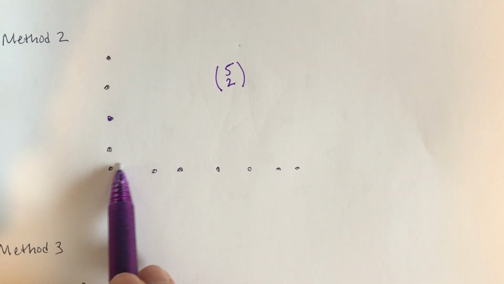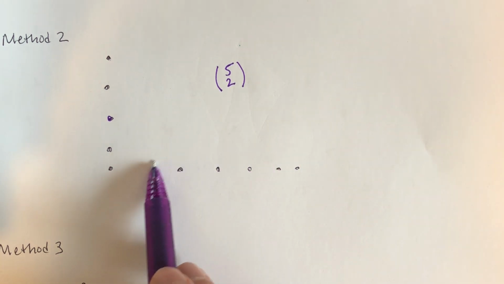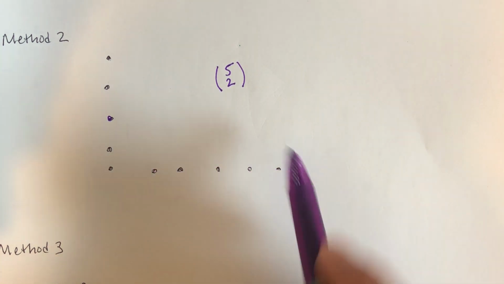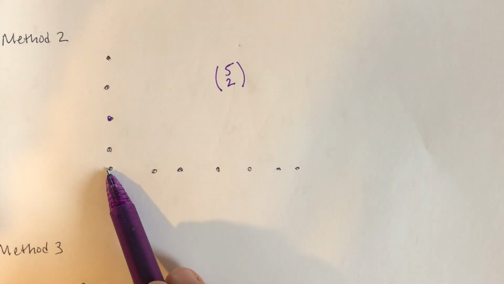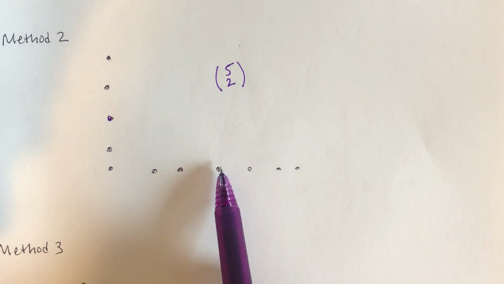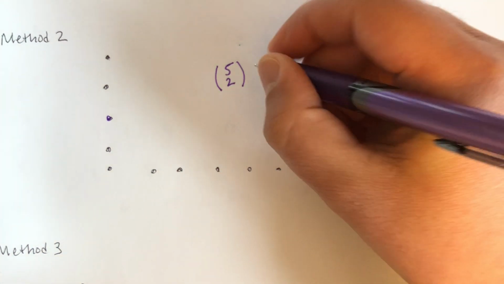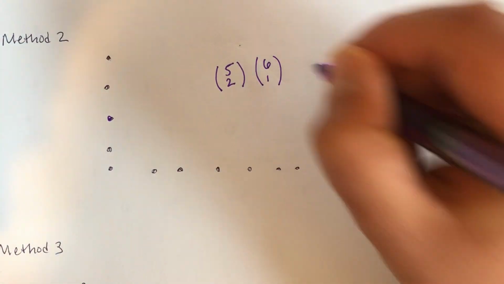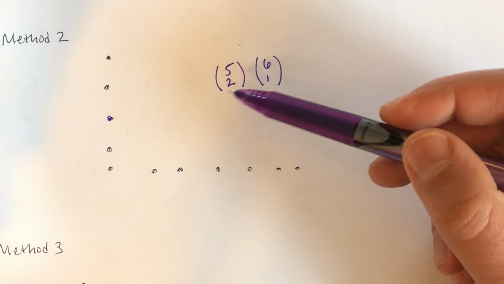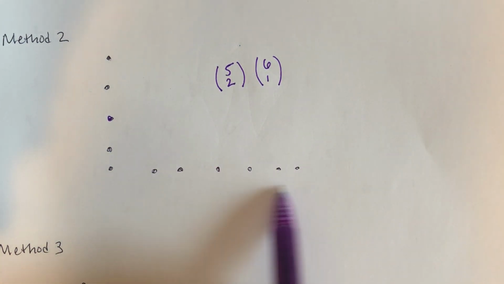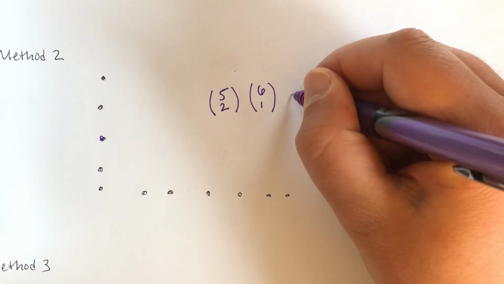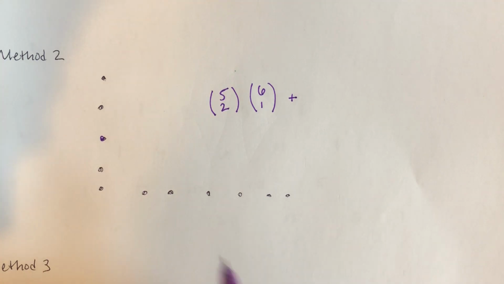And then we need to choose 1 dot that's not in this column, right? Because we don't want to re-choose this bottom one here, and we don't want a degenerate triangle. So there's 1, 2, 3, 4, 5, 6 remaining vertices, and we need to choose 1. So this accounts for any triangles where we choose 2 from the vertical line and 1 from the horizontal. Or we could do it the other way around.